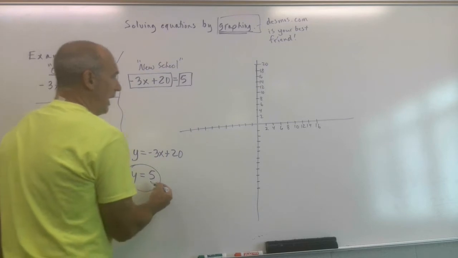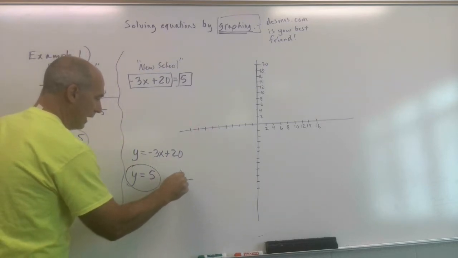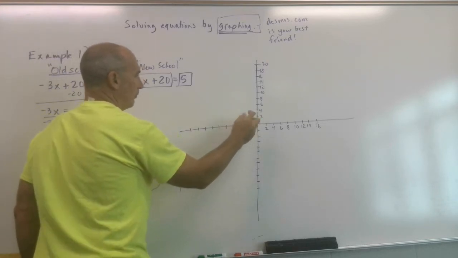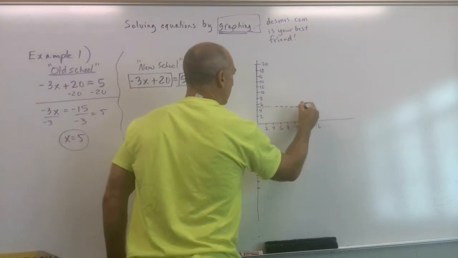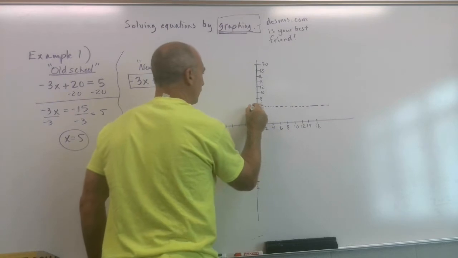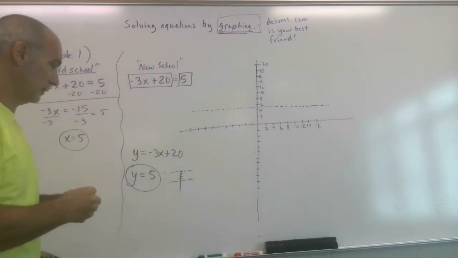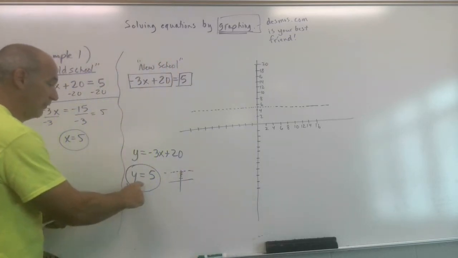So y equals 5. Remember, y equals 5 is going to be a horizontal line, 1, 2, 3, 4, 5, right there. But as you can see, my units go 2, 4, 6. So 5 is right here. And Desmos would do this in 2 seconds. I'm just trying to give you an idea of what's going on. So there's my graph of y equals 5.